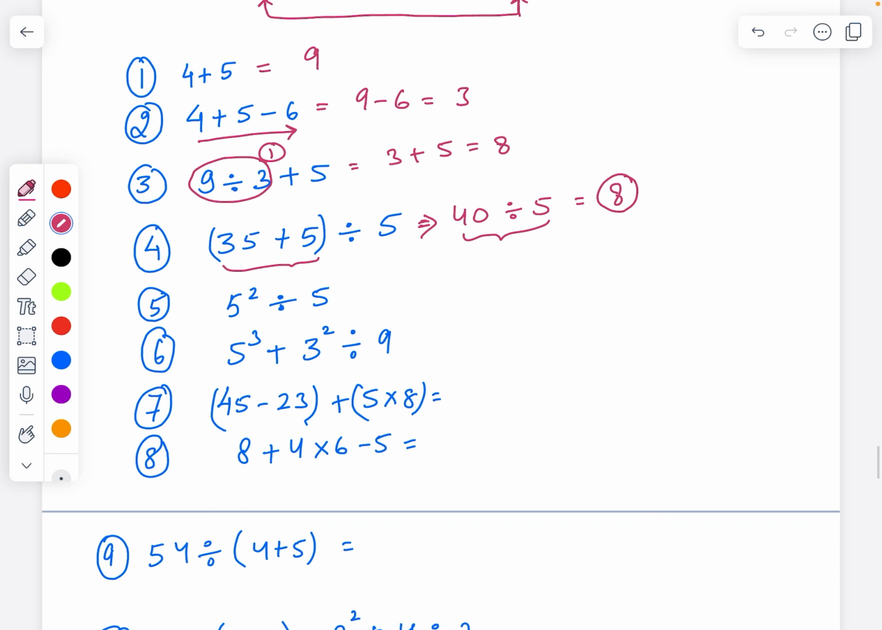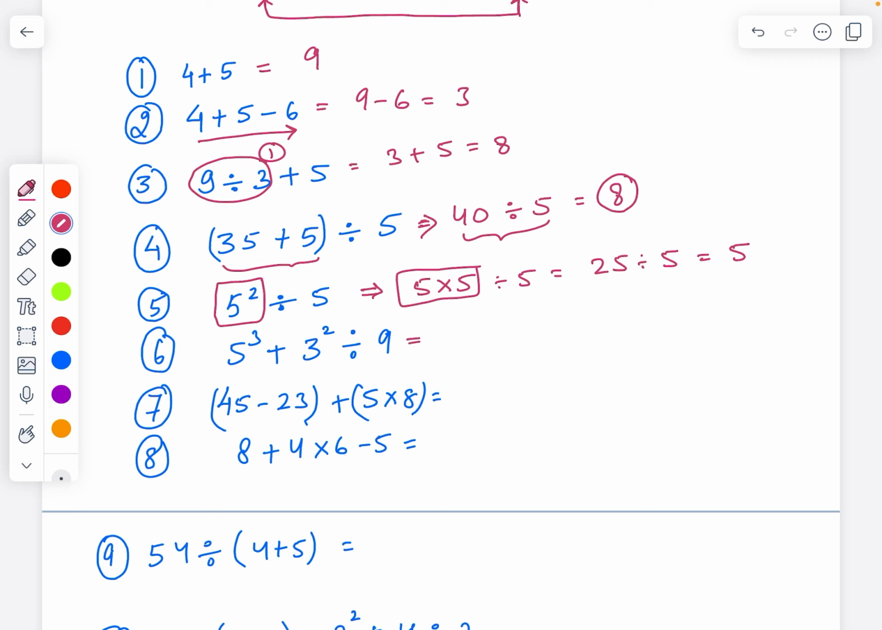Now here comes our exponent. Okay, so we will first solve the exponent, that is 5 square. 5 square is going to be 5 times 5 and then division by 5. So this is to be done, which is going to be 25 divided by 5, which will result in 5.